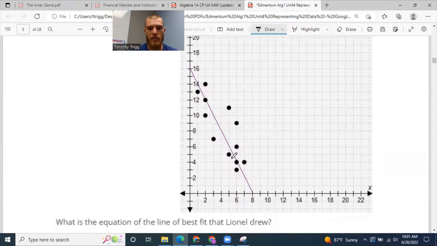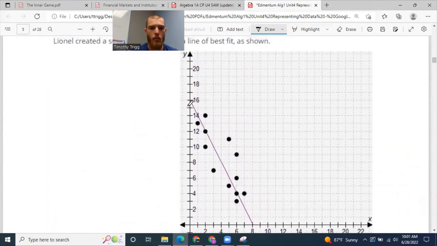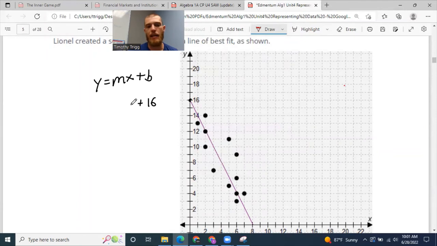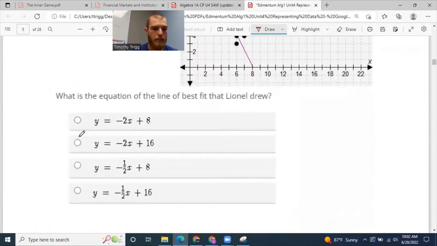Lionel created a scatter plot, line of best fit. So it's the same type of problem here. We can see our y-intercept is 16. So we're going to write it in slope-intercept form, y equals mx plus b. Our b in this case is 16, simple enough. Now let's see if we can find the slope. Well, we know it's a negative correlation, so we know our slope's going to be negative something. Let's see, we can go from this point to this point here. So that's down 2 over 1. You don't have to put the over 1, so just negative 2x is what we're going to see. Negative 2x plus 16.